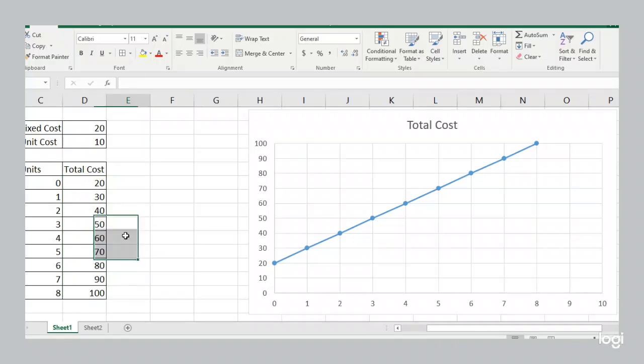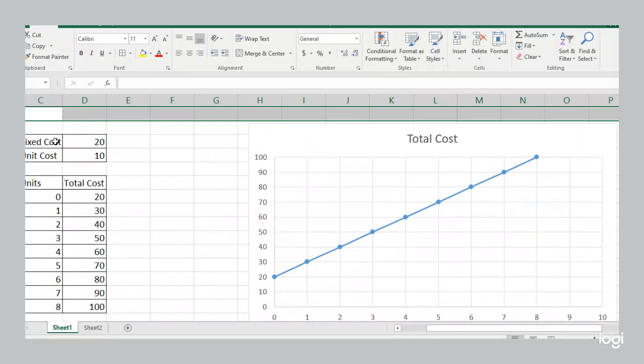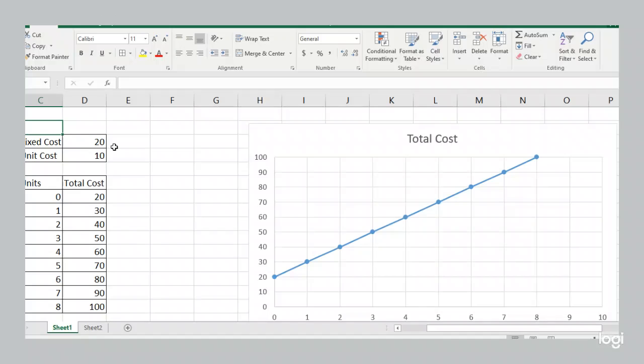Now, we're going to add another piece of information here, which is price. How much do we sell this for? Okay. And we're going to plot the price as well. So, let's say we sell it for $15.